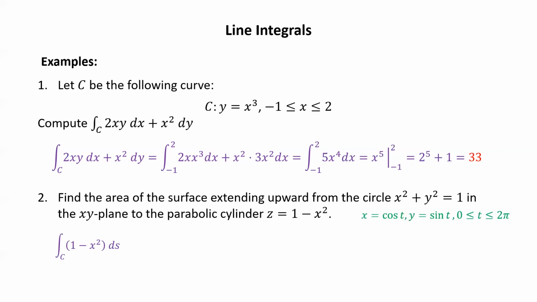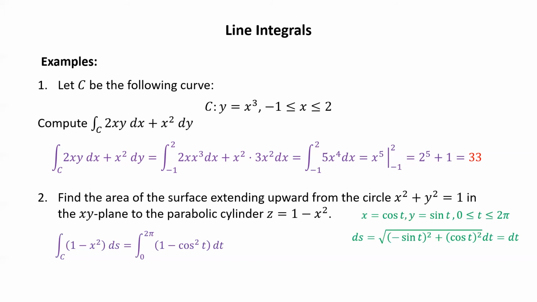So we start by parametrizing the circle as x equals cosine t, y equals sine t. t goes from 0 to 2 pi. So ds is the square root of the square of dx/dt, which is negative sine t, plus the square of dy/dt, which is cosine t. And since sine squared t plus cosine squared t is equal to 1, we just get that ds is equal to dt.